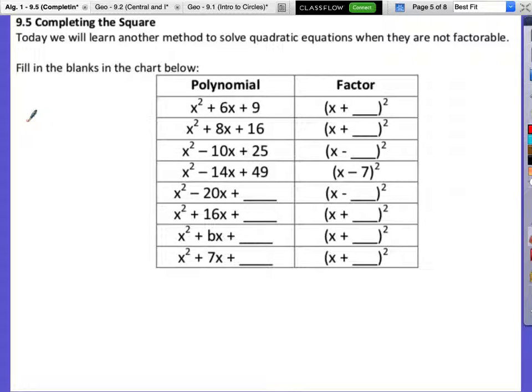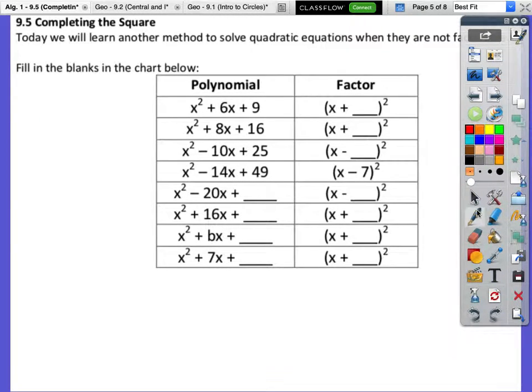Another method we're going to learn today, which is one of 3 methods we're learning this chapter. We learned the square rooting one. We're learning completing the square today. We'll learn another one on Friday as well. But this method, completing the square, we'll talk about what that means, why it's called that, and how to do it.